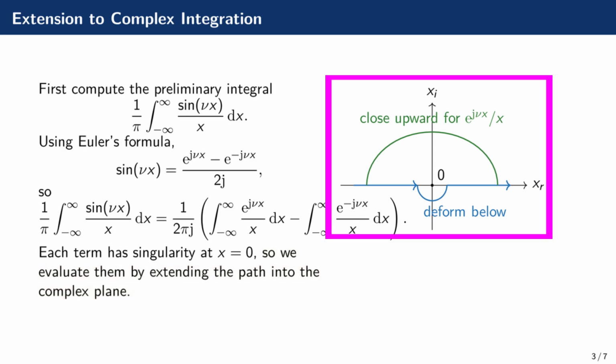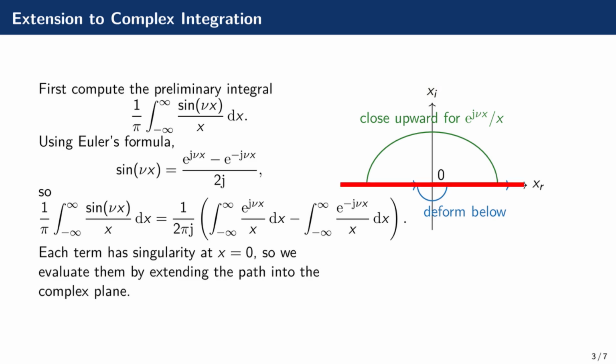Here we continue to use the variable x, but treat x as a complex variable. Its real part is x_r, and its imaginary part is x_i. The path of integration is originally the real axis from minus infinity to infinity, but the point x equals 0 is singular, so we deform the path around that point by a very small semicircle. In this figure, we avoid the origin on the lower side. Choosing the upper side would lead to the same final answer.